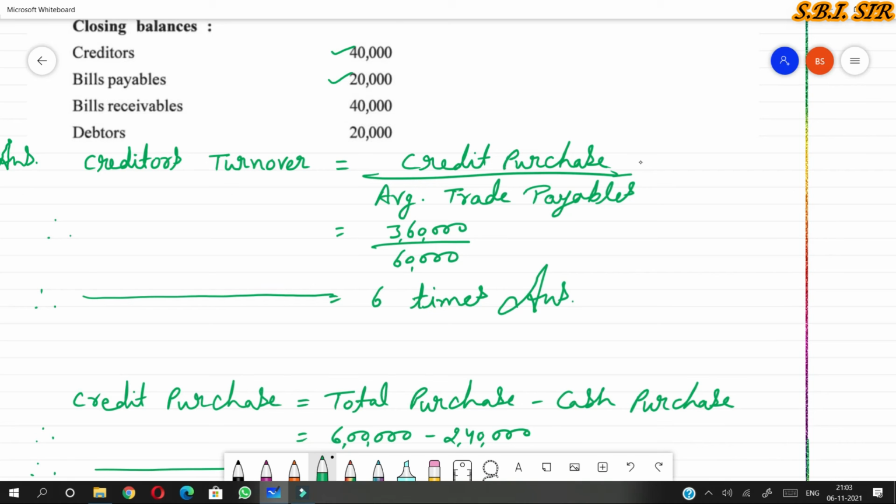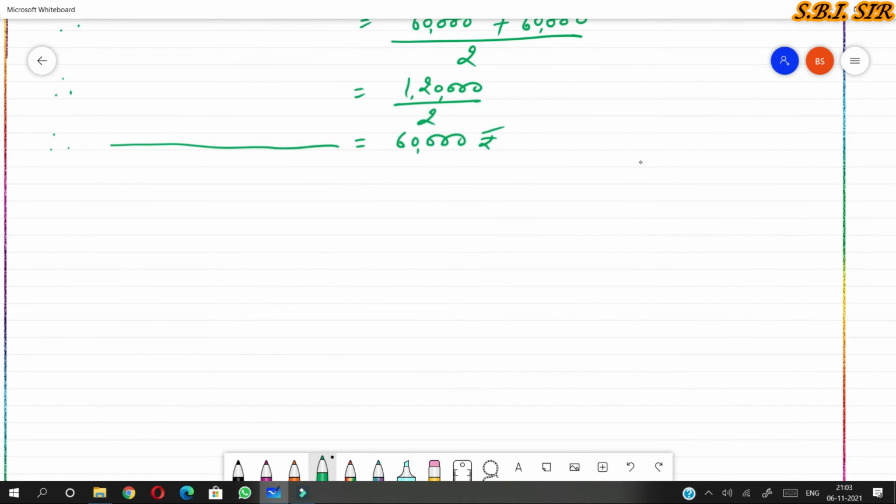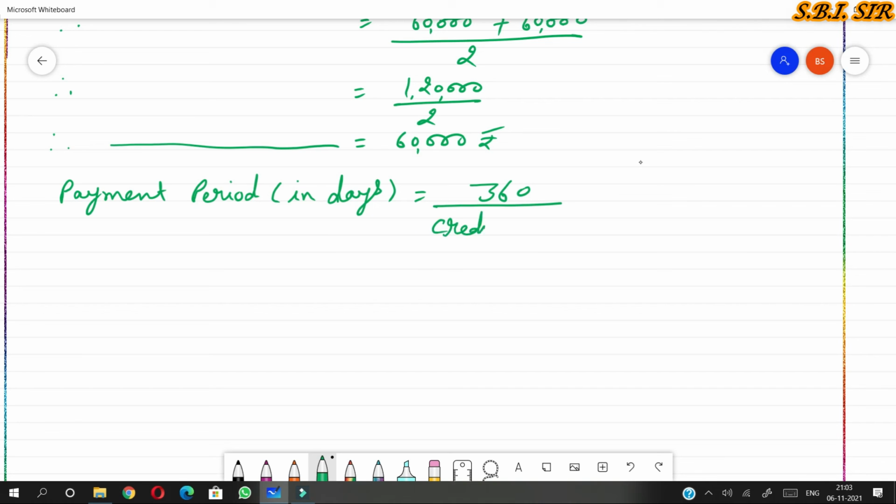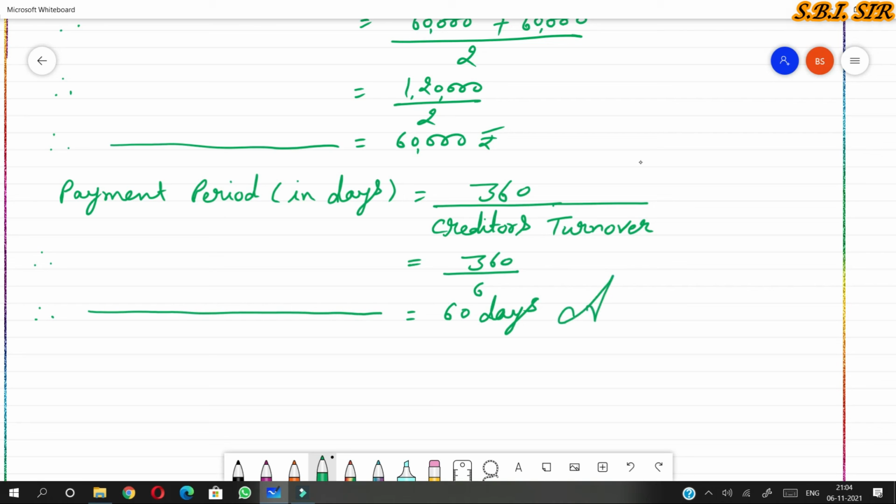Then we have to find out here payment period in days. Days are given here, 360 divided by creditors turnover. 360 divided by 6, then we will get 60 days. This is the payment period in days.